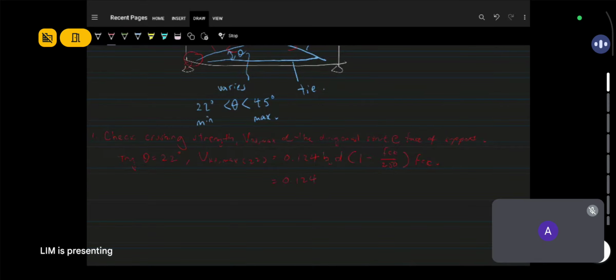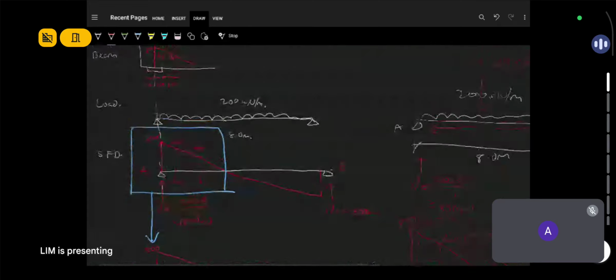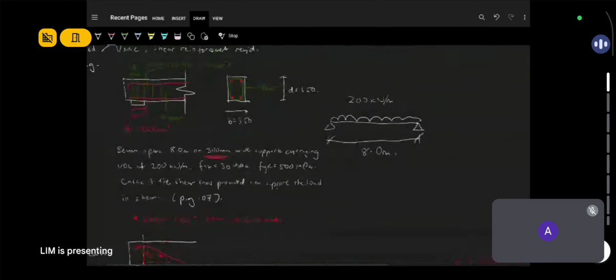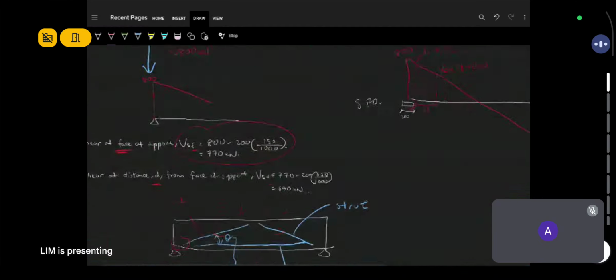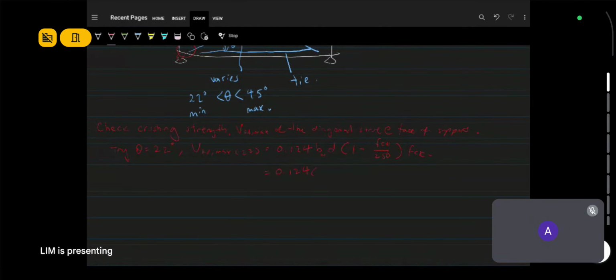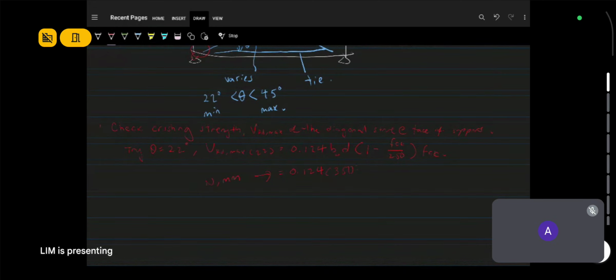0.124. Now bW is the width of the beam, the minimum width of the beam. In this case, we have a rectangular beam, so bW is b, 350. For this, always work in Newton and millimeter only. Now D, what is D? D is 650. And then 1 minus fck, fck is 30, divided by 250. And then the whole thing you multiply by 30.